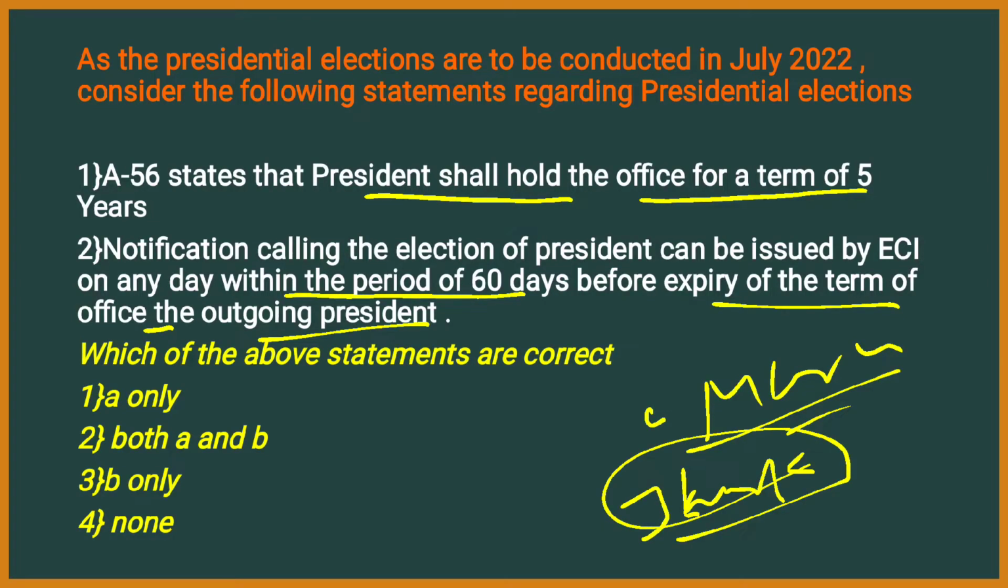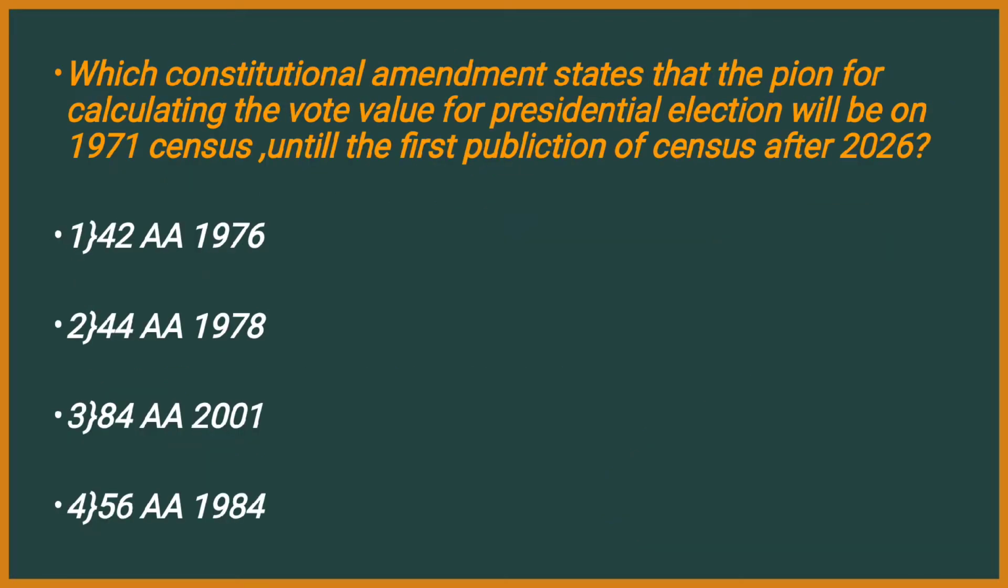Now here the right answer is both 1 and 2. Article 56 states that the President shall hold office for a term of 5 years, and the notification for the election of the President should be issued on any day within the period of 60 days before the expiry of the term of the outgoing President.